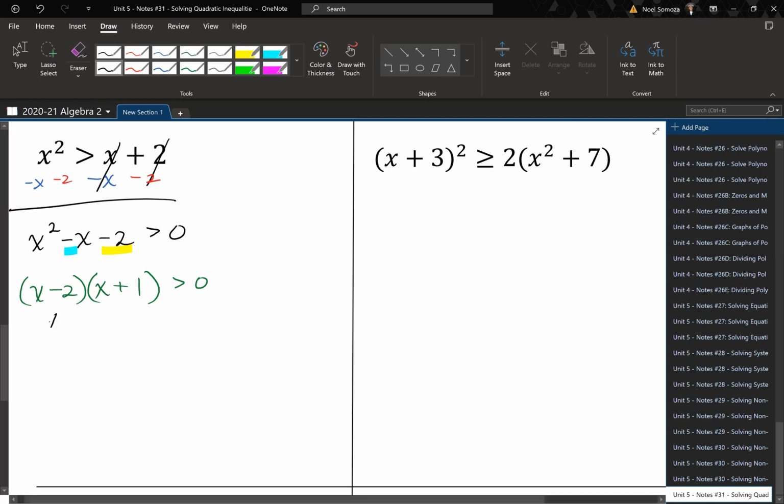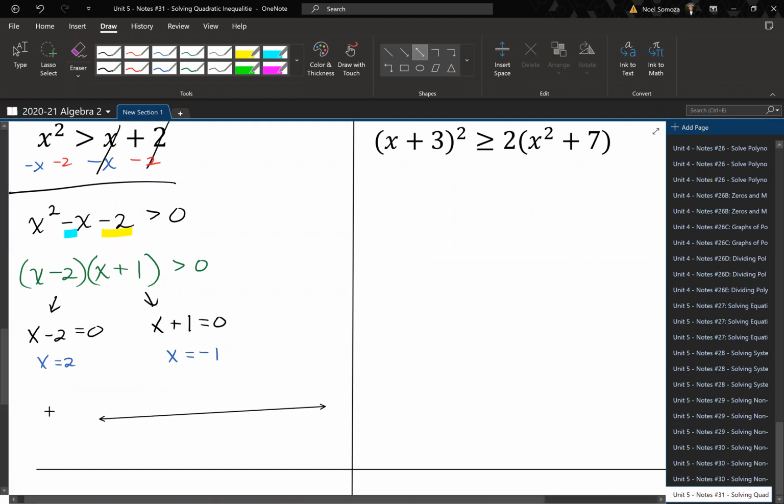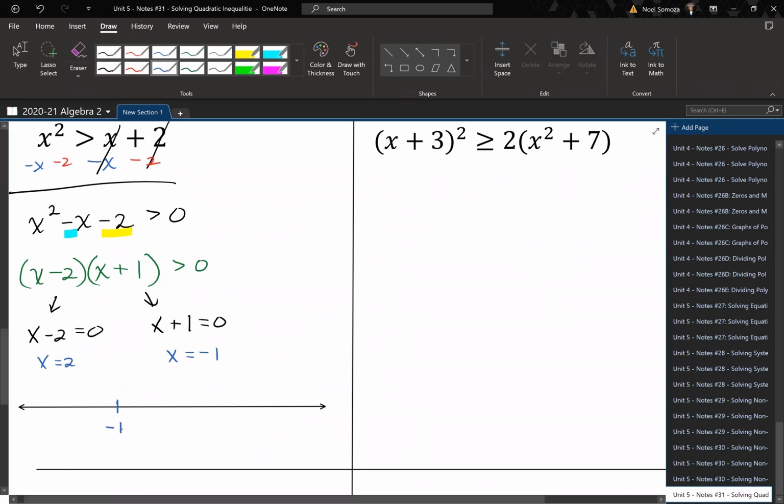So what does this help us do? This helps us find those critical points or boundary points because we can then split it up, using zero product property. So what we need here is that x will be equal to 2, and here x will be equal to negative 1. So we can create a number line, and on this number line, we have negative 1 and 2.